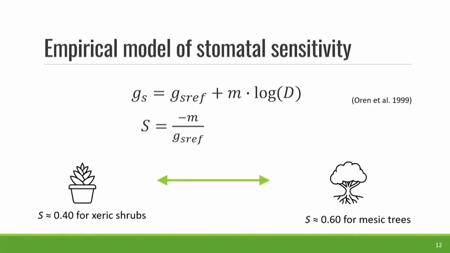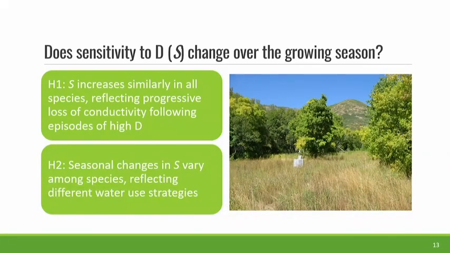In their survey and synthesis of a lot of different sap flux studies, they found that for mesic trees, most of the species, the S converged around 0.6, but for a couple of the species that were xeric shrubs, S converged around 0.4. So my question is really, where do these riparian trees fall? Because they are mesic trees, but they're also living in a very dry place. And is there shifting in this S term across the season as the growing season progresses and the trees experience drier and drier air? So that was my question: how does sensitivity to D, or this S term, change over the growing season?